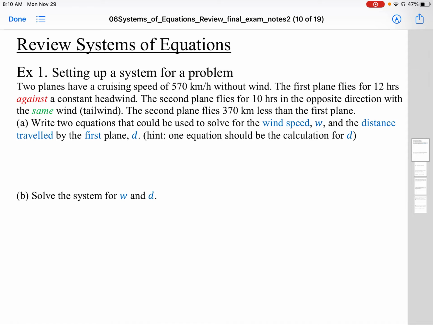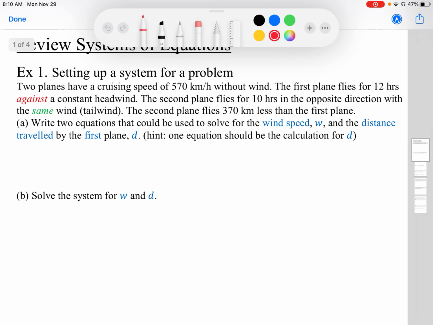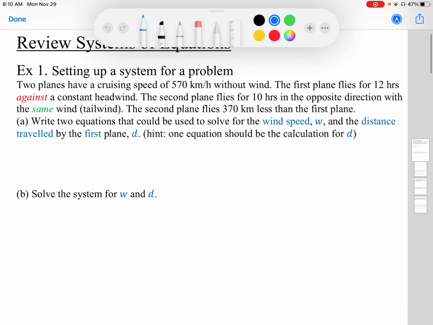So we're trying to find two equations to find the wind speed and the distance traveled by the first plane. So we need to set up two relationships here. Okay, the first relationship is going to be the first plane.